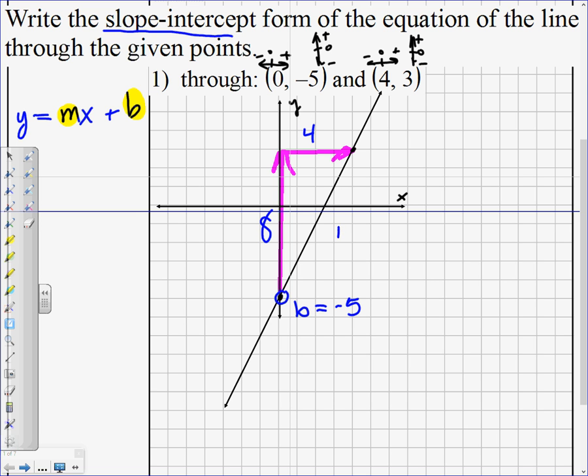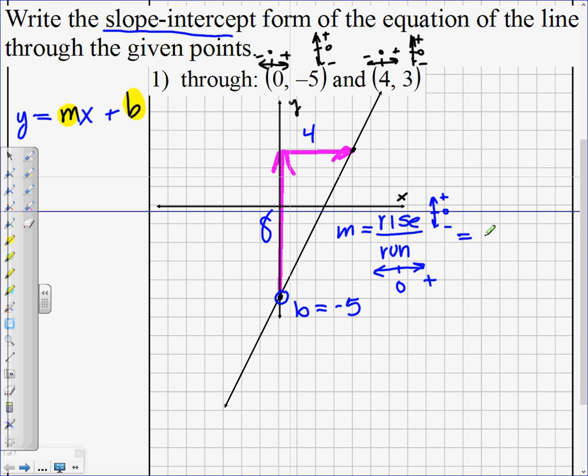Now my m, the slope, is equal to my rise over my run. The rise is how much I move either up or down. If it's positive, I went up. If it's negative, I went down. If it's zero, you stay there. Now the run is gonna move you sideways. If the value is positive, you go to the right. If it's negative, you go to the left. If it's zero, you stay there.